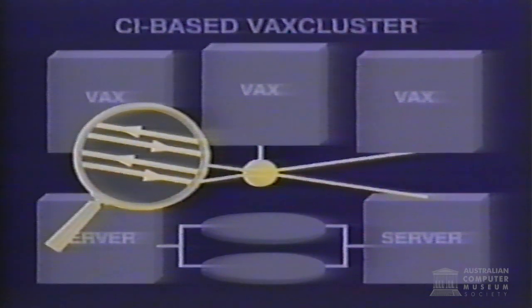Normally, both sets of data paths may be used by the VAX computers and mass storage servers. If one path fails, the cluster subsystems can still communicate over the alternate path. The use of redundant data paths enhances system reliability.